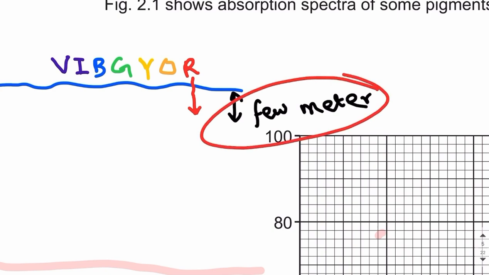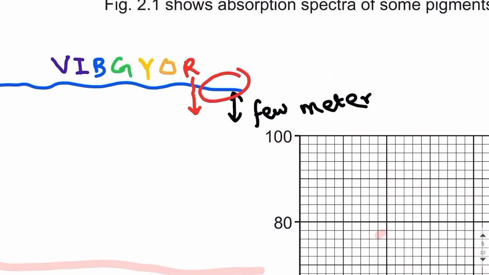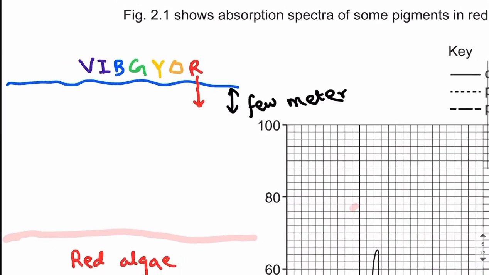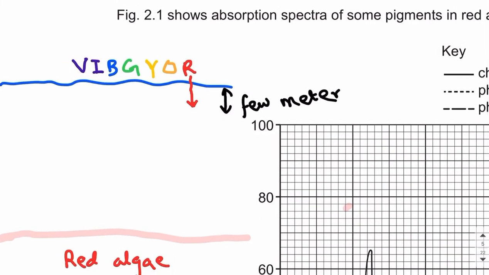at few meters of distance from the surface of water. So this means that red wavelength does not reach the red algae. Same goes for the orange wavelength. Why is that so? Because red and orange wavelengths come in the same region, right? All right. What about the blue wavelength?